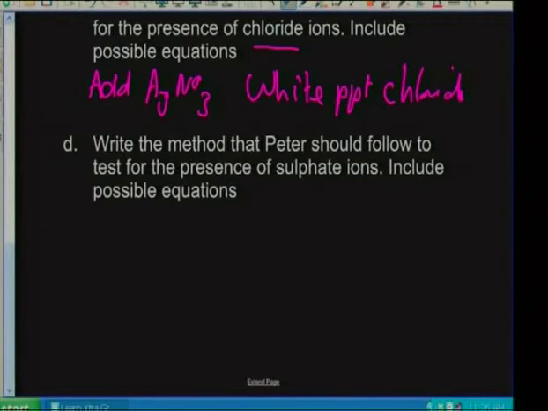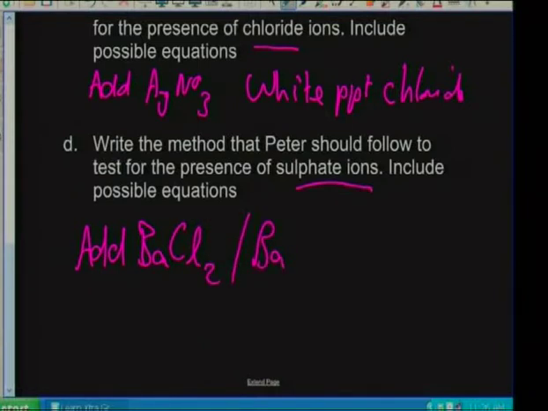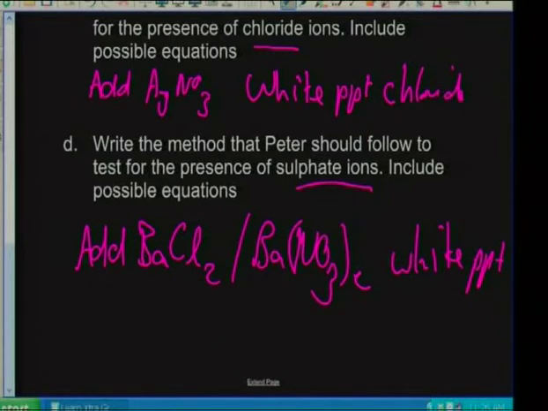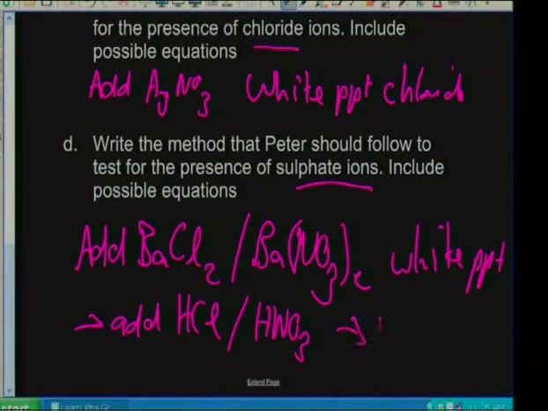What about the sulfate ions? Well, simply we would add some barium chloride or barium nitrate, and we will get a white precipitate. But we need to be careful here. That white precipitate, we need to add some hydrochloric acid or even some nitric acid to check that it's not a carbonate. If it remains, then it's not a carbonate.